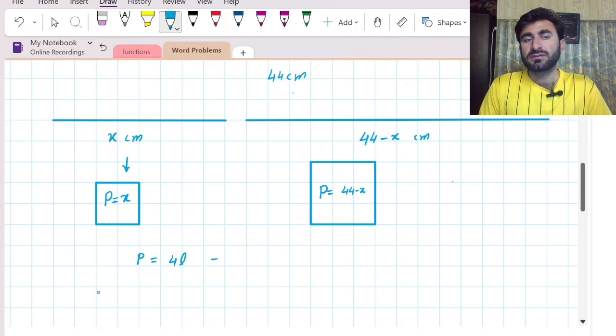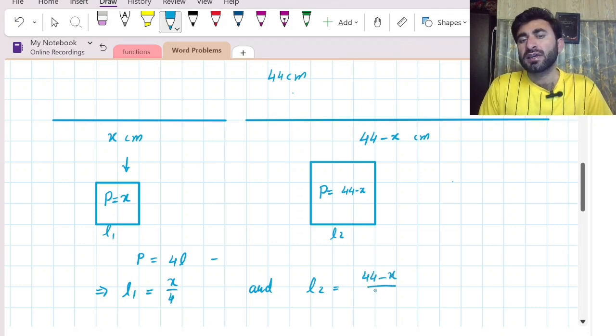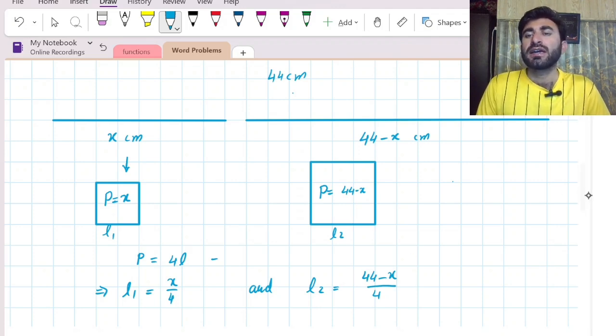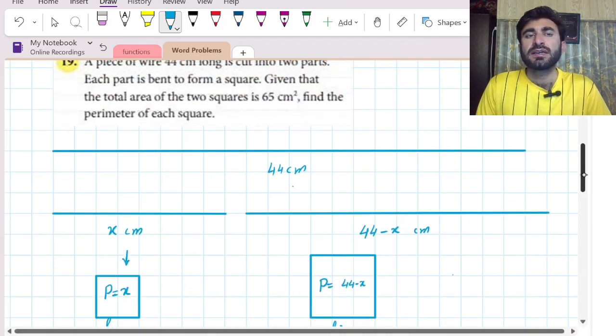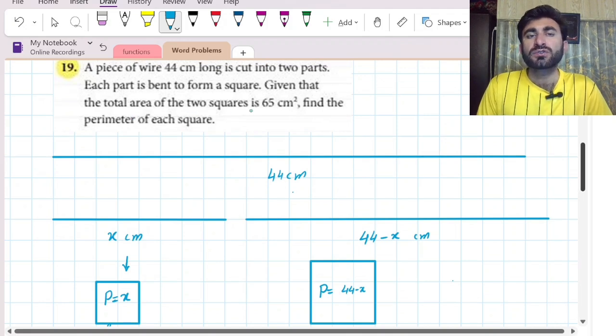So first we can say that if L1 is the length of the first square, and let's suppose L2 is the length of the second square, then L1 should be x divided by 4 and L2 should be (44 minus x) divided by 4. So we have two expressions for their length, and the other condition given is that the total area of the two squares is 65 centimeters square.